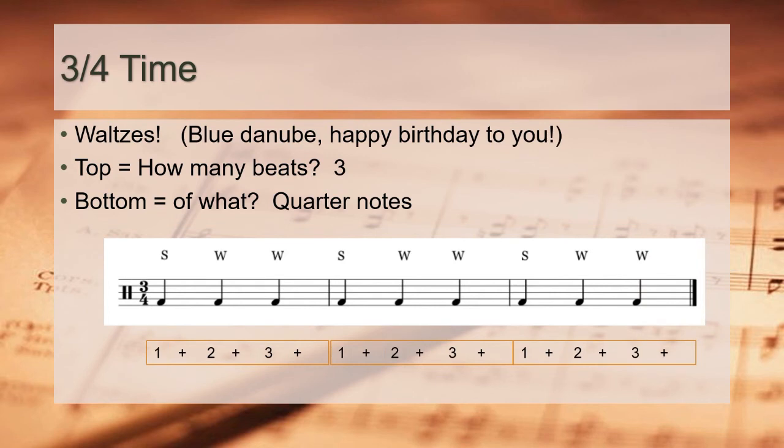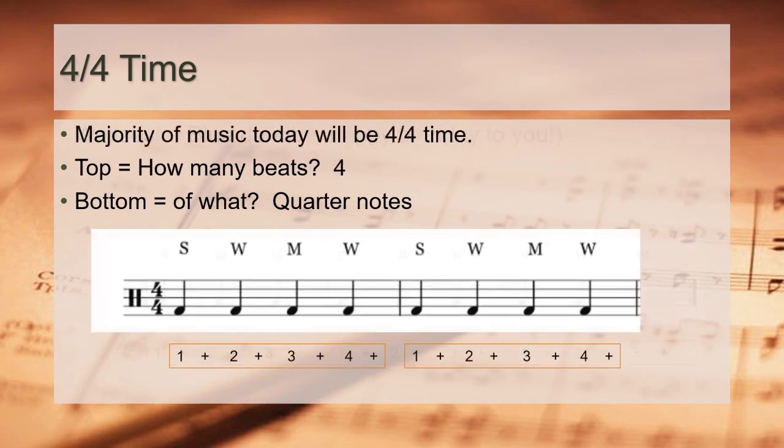The next one, 3/4 time, which is our waltzes, Blue Danube, and one that people don't always recognize: Happy Birthday to You is also a waltz. Again, the 2 questions: how many? The top number, 3, so there are 3 beats, and 3 of what? It'll be quarter notes, the little 4 in the bottom number. Again, a quarter note counts 1 and, a full count. So it's going to be 1 and 2 and 3 and, going to this next measure, 1 and 2 and 3 and.